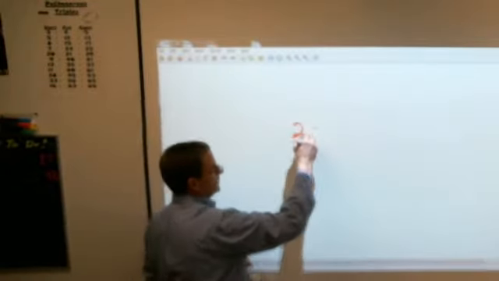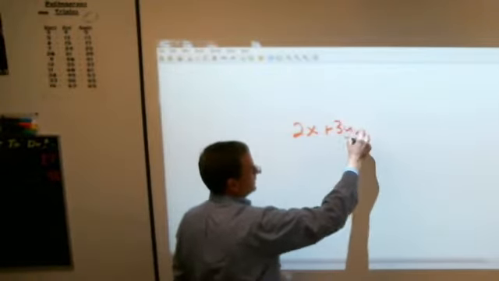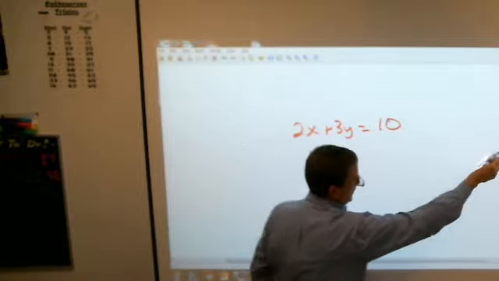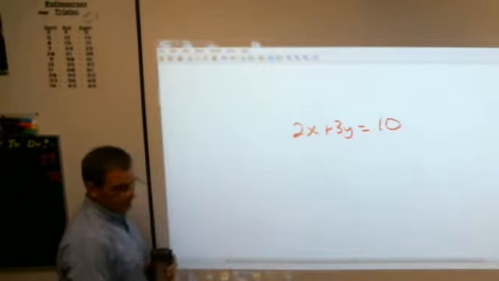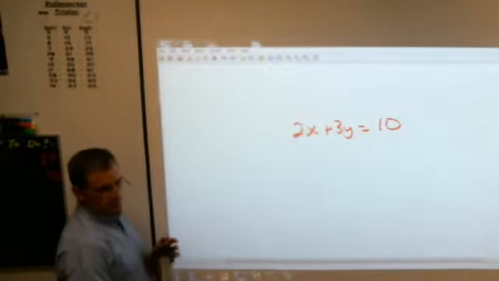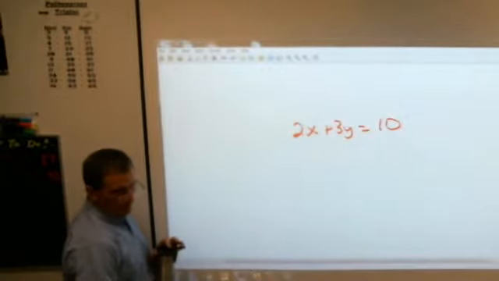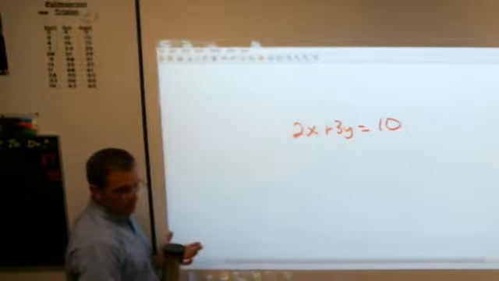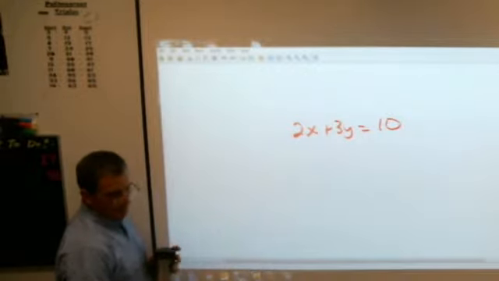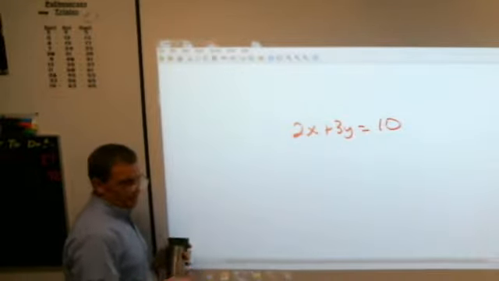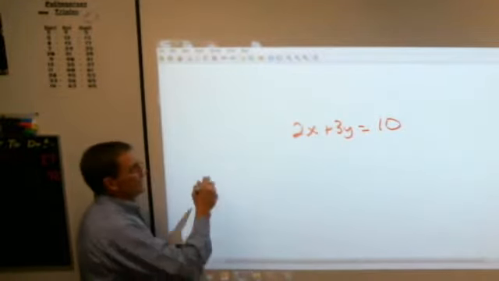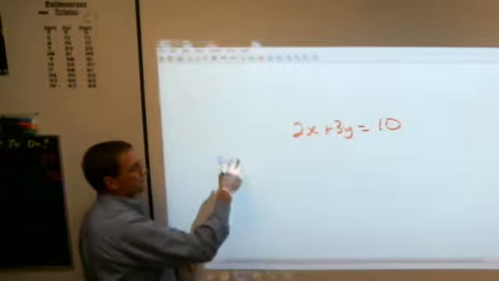Let's say from the book, you got 2x plus 3y equals 10. 2x plus 3y equals 10. What letter should I solve for? Abram, pick one, x or y. I choose x. Okay, thank you. Let's go for x. It doesn't matter what we do. Alright, so I am solving for x.